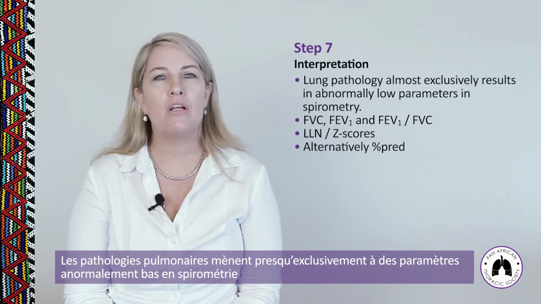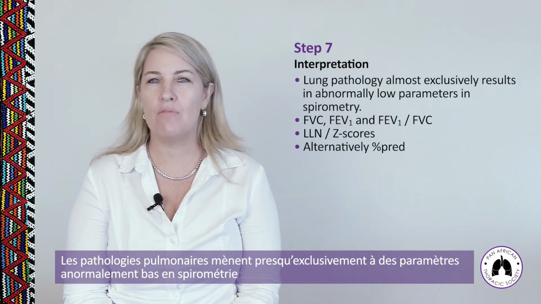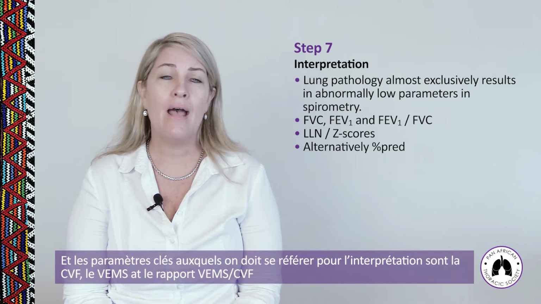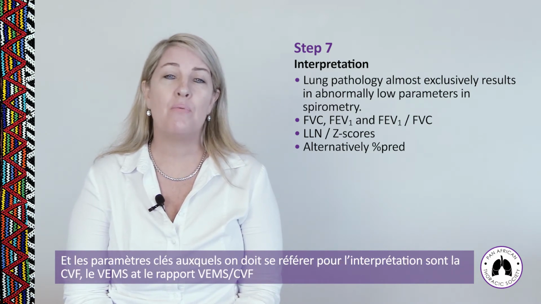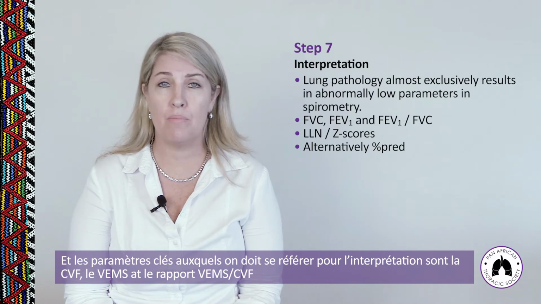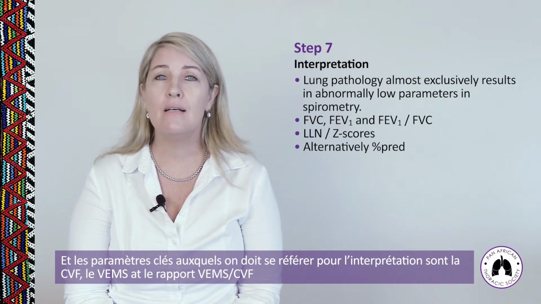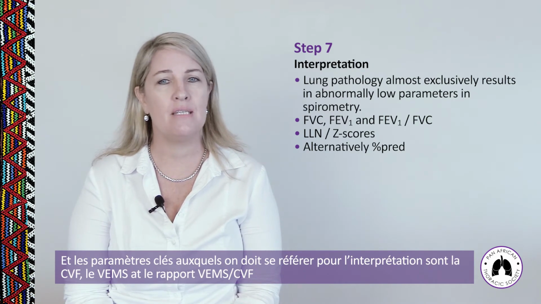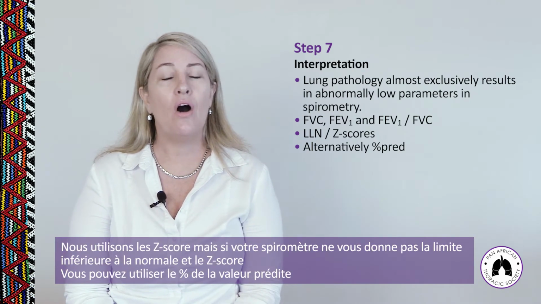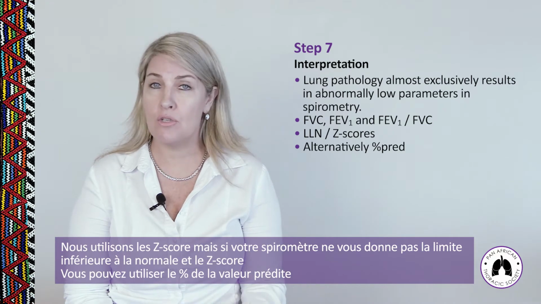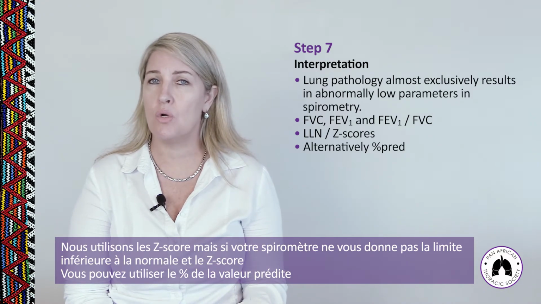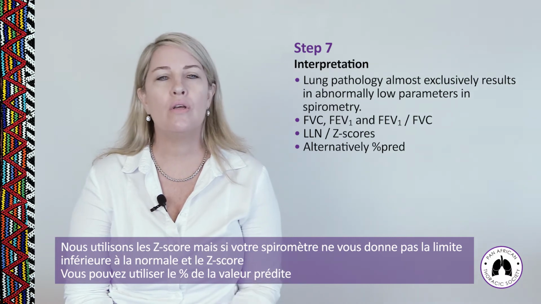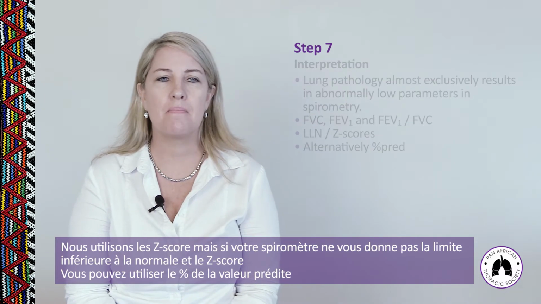So lung pathology almost exclusively results in abnormally low parameters in spirometry. And the key parameters that we use when we look at interpretation are the FVC, the FEV1, and the ratio of the FEV1 to the FVC. Now, we do use Z-scores, but alternatively to Z-scores, if your spirometer does not give you lower limit of normal in Z-score, you can use percent of predicted.